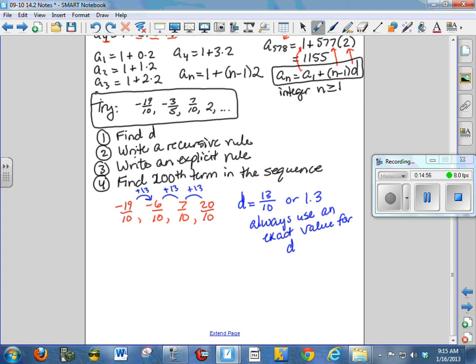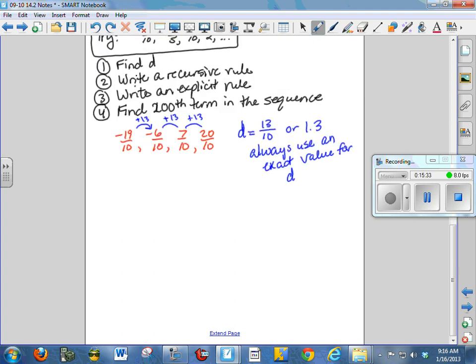So the only fractions that have an exact decimal value are fractions whose denominators only have factors of 2 or 5. 10 has a factor of 2 and a factor of 5, so it makes a terminating decimal. 8, for example, has factors of 2, so it would be a terminating decimal. However, 12 factors to 2 times 2 times 3, so it would not be a terminating decimal. It would be a repeating decimal. So if you want a terminating decimal, only fractions that have a denominator with factors of 2 or 5 will work. That's just a little tidbit of information for you there. So that's d. So there's number 1.